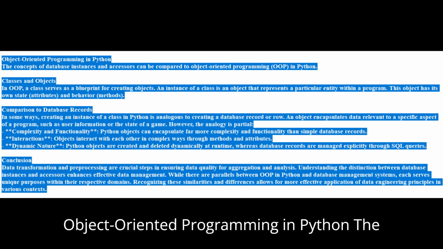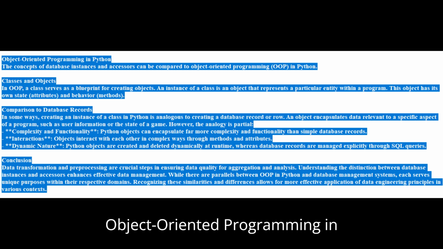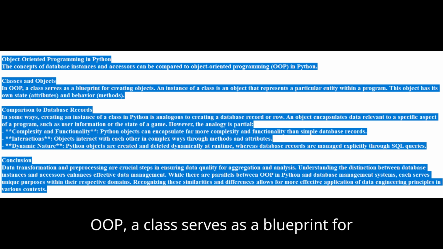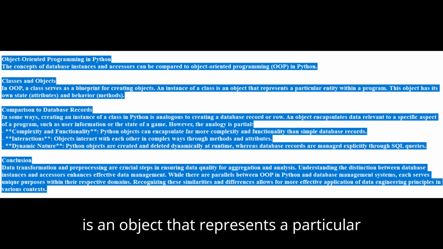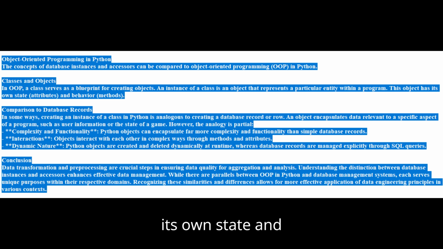Object-oriented programming in Python. The concepts of database instances and accessors can be compared to object-oriented programming, OOP, in Python. Classes and objects. In OOP, a class serves as a blueprint for creating objects. An instance of a class is an object that represents a particular entity within a program. This object has its own state, attributes, and behavior, methods.